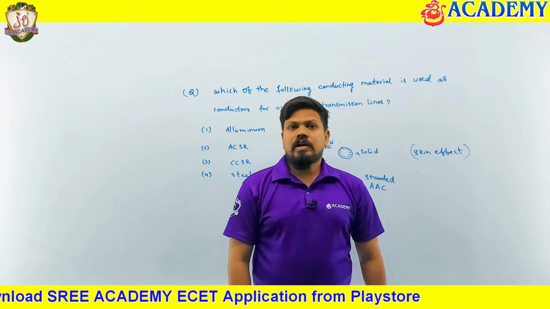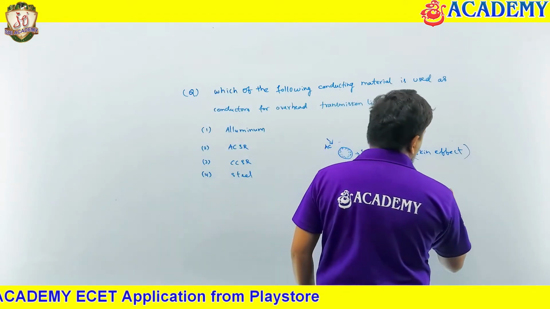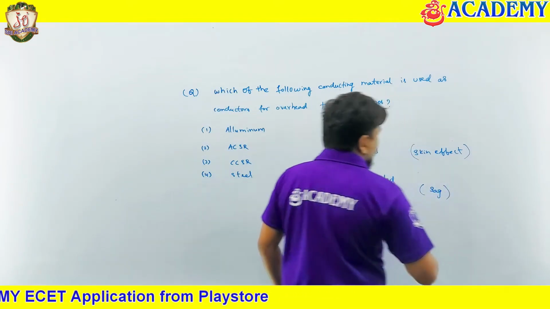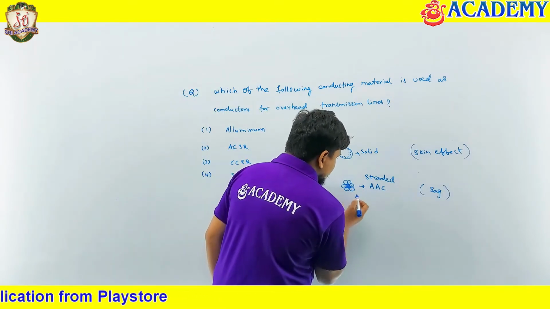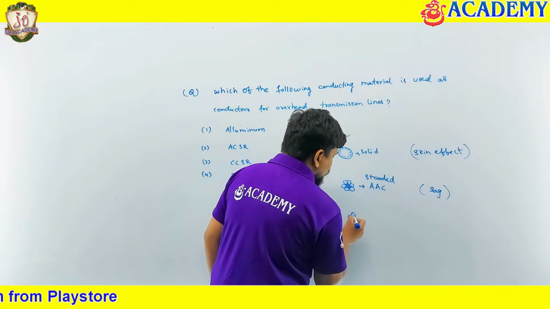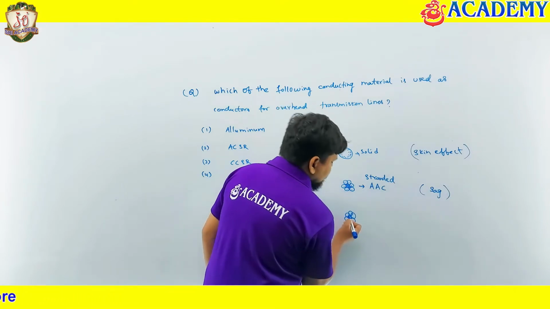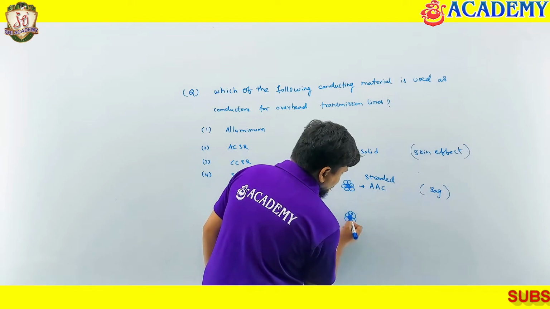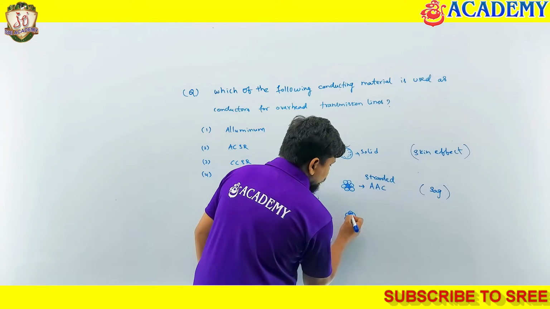So in this stranded conductor system, sag will be more. That's why inside this one, whatever is there inside, we have to convert as a steel conductor. So the middle one is nothing but a steel conductor and the remaining all are aluminum conductors.